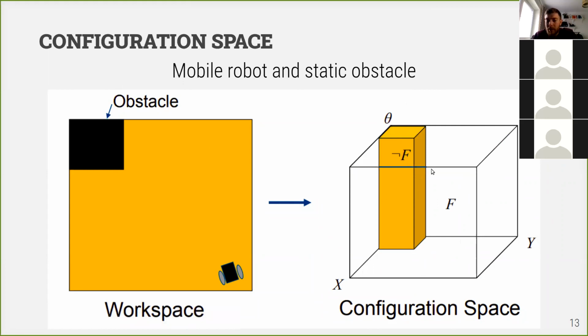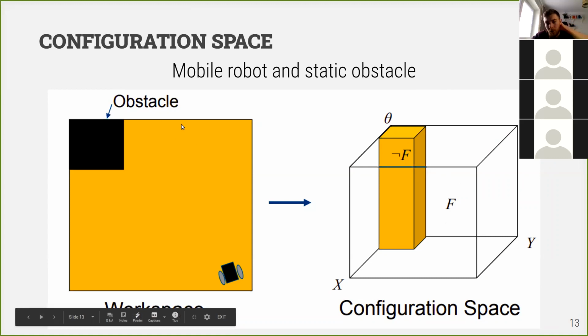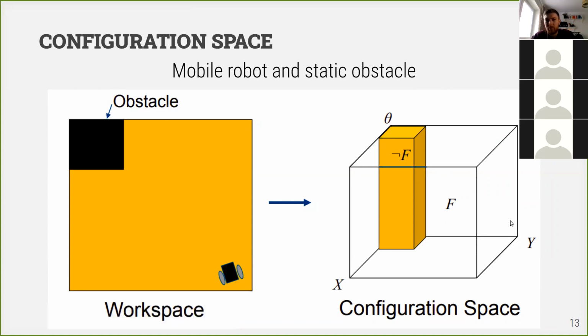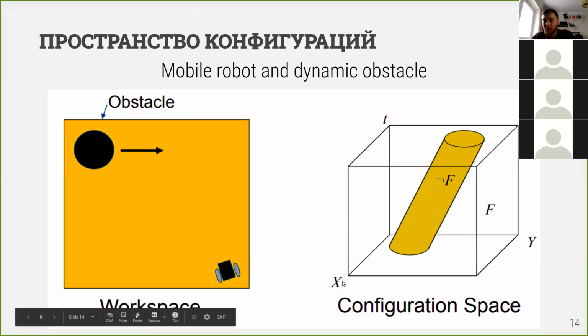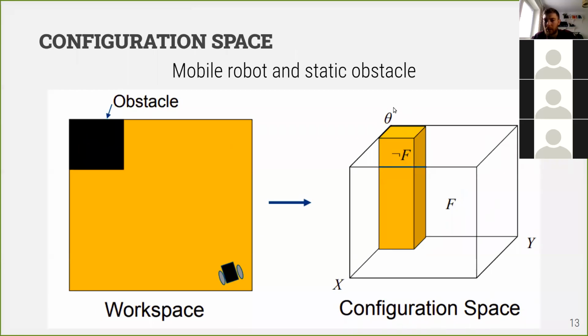And in this 3D volume, we can find any path which is collision free and which is joining our initial state and our desired or goal state. So the path planning problem turns into a problem of finding a set of configurations in this 3D space. And the same applies for moving obstacles. This is just a simpler example, because the space actually should be 4D if we want to consider theta also.